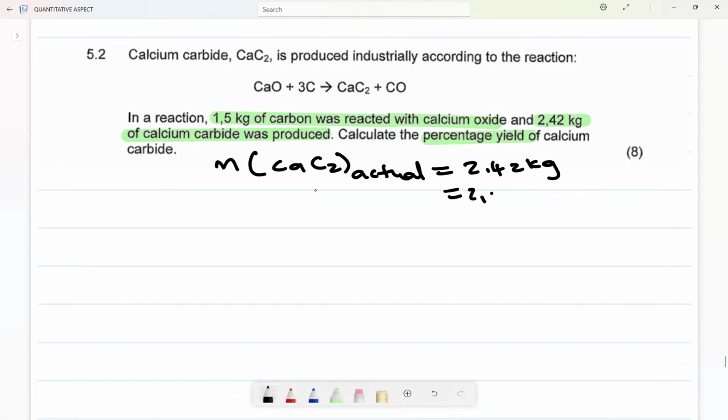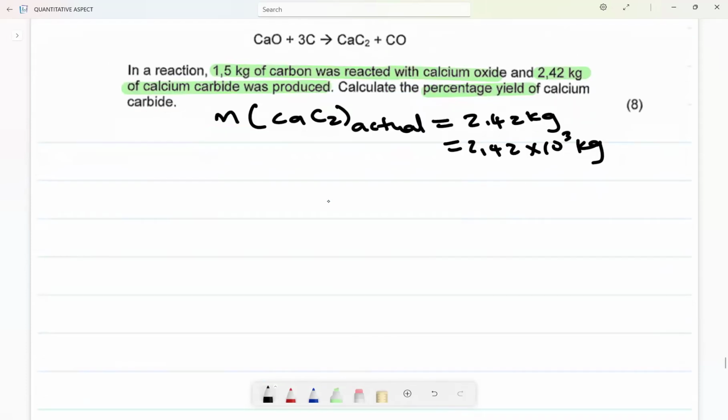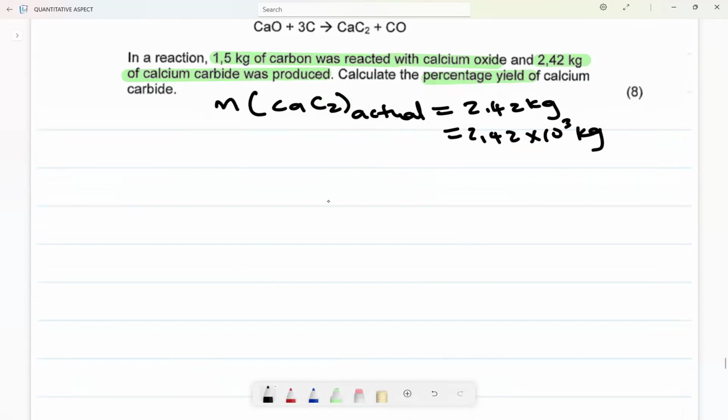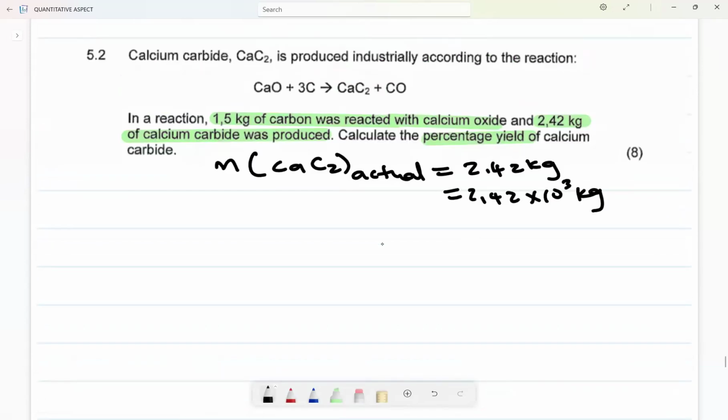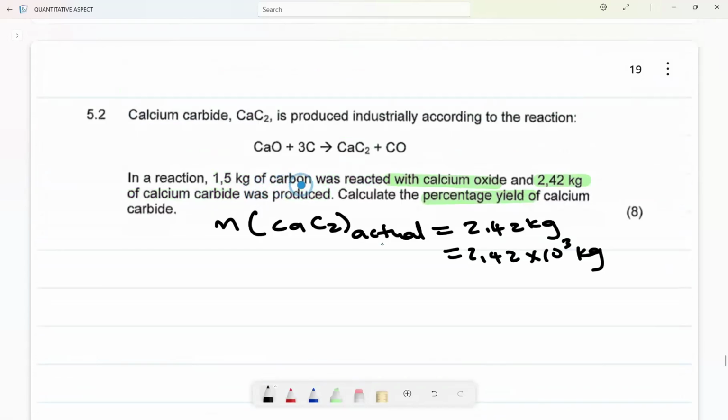Which is the same as 2.42. Remember, I said for kilo, just multiply by 10 to the power of 3 grams. Okay, let's just save this information for now. But now we need to calculate the mass of calcium carbide that is the theoretical one. So remember, there are three steps of stoichiometry, and then the last step. The first step is me using the one with more information. Which one is that? It is the carbon.